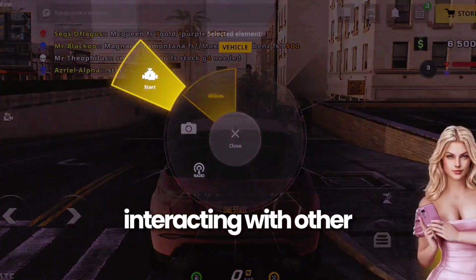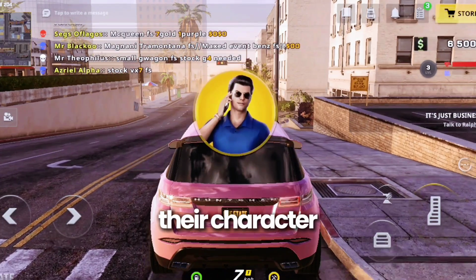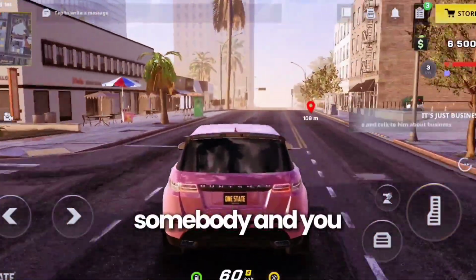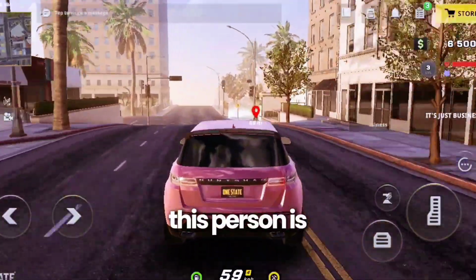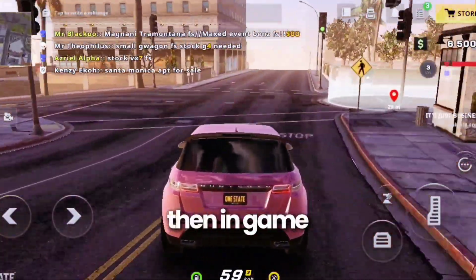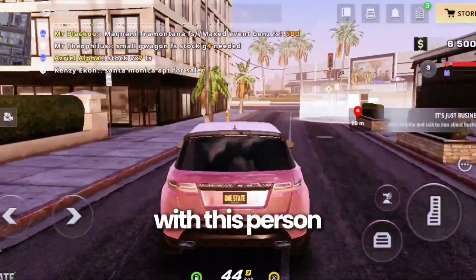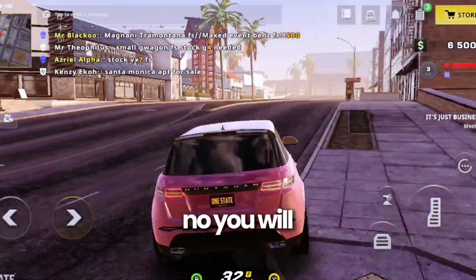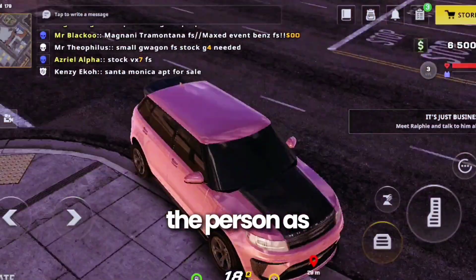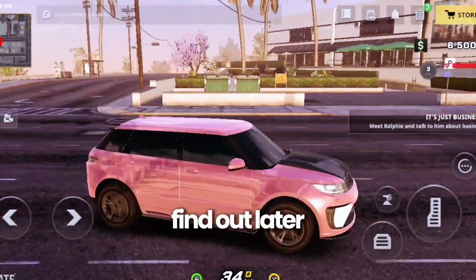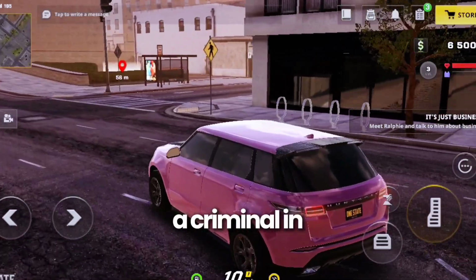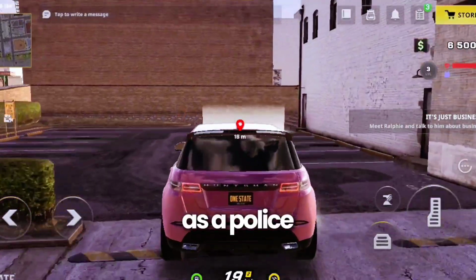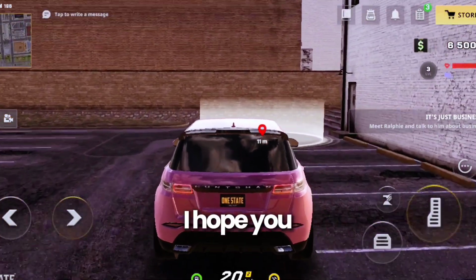When you're interacting with other people, you are interacting with them as their character, not as real people. Why I'm saying this is, you may know somebody in real life who is a criminal, but in game, the person is a police officer. When you're interacting with this person, you're not going to say, but I know you now, you're not the one that stole. No, you will not say that. Instead, you interact with the person as a police officer. Maybe you find out later during your RP interaction that this person is a criminal in game too. Then you can start interacting, but at that moment you would interact with the person as a police officer, not as a criminal. I hope you understand what I'm trying to say.